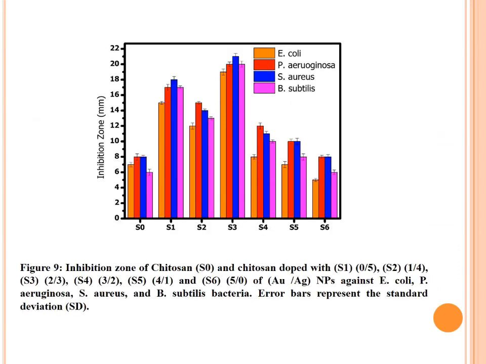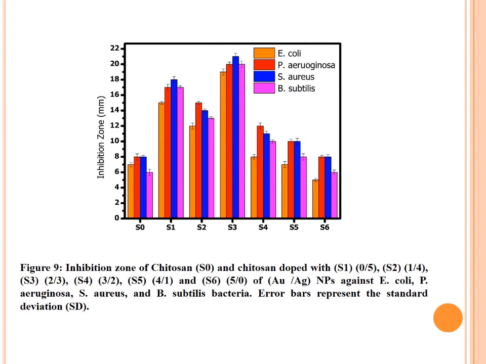The differences of inhibition zone diameter with pure chitosan and chitosan doped with various ratios of silver and gold nanoparticles have been examined. It's observed that for pure chitosan, the values of inhibition zone in both 2 gram-negative and 2 gram-positive bacteria obtain low values. The maximum value is 8 mm in both P. aeruginosa and S. aureus, and the minimum value is 6 mm in B. subtilis.